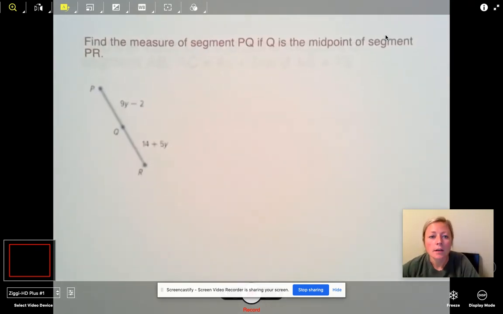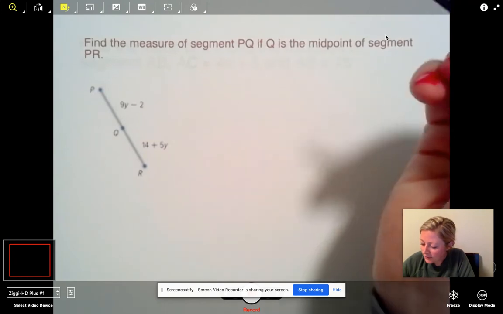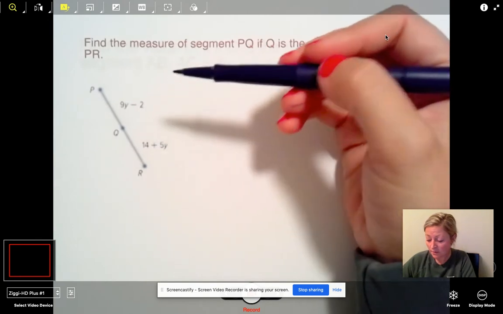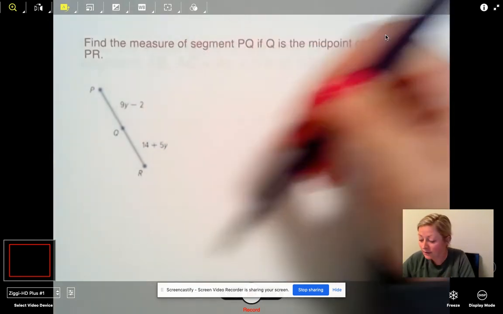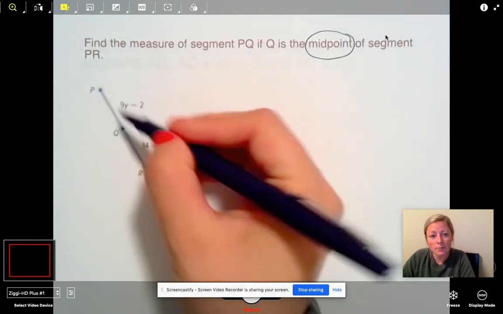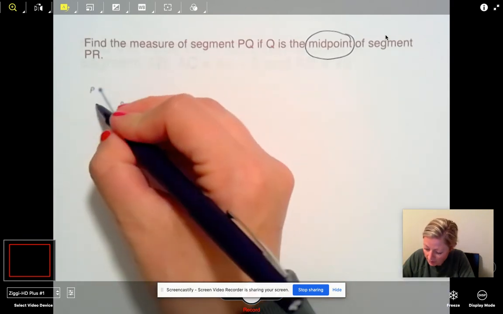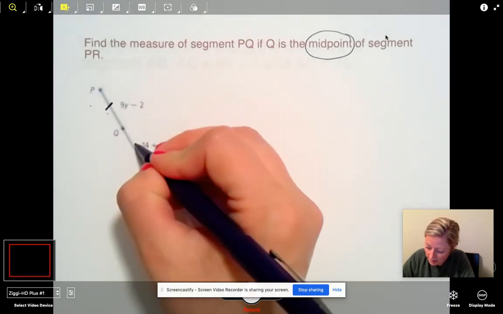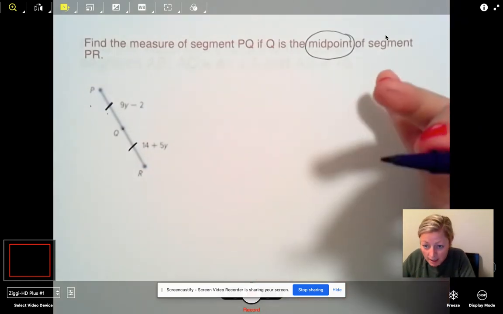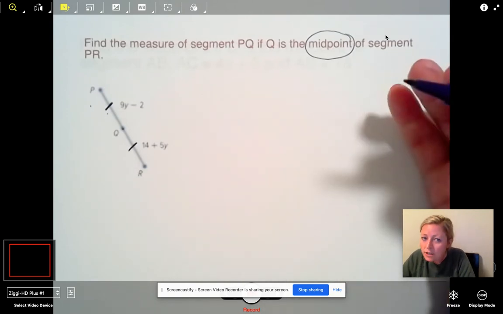Okay, we have a little algebra on this example. So it says, find the measure of segment PQ if Q is the midpoint of segment PR. Our goal is to figure out how long PQ is, right? But in order to do that, we have to figure out what our variable equals. So we need to think of an equation we can write given all this information. So some keywords here, we have a midpoint. So if Q is my midpoint of PR, remember then that means from P to Q is the same as Q to R. They're the same. So when we know things are the same, we can set them equal to each other.